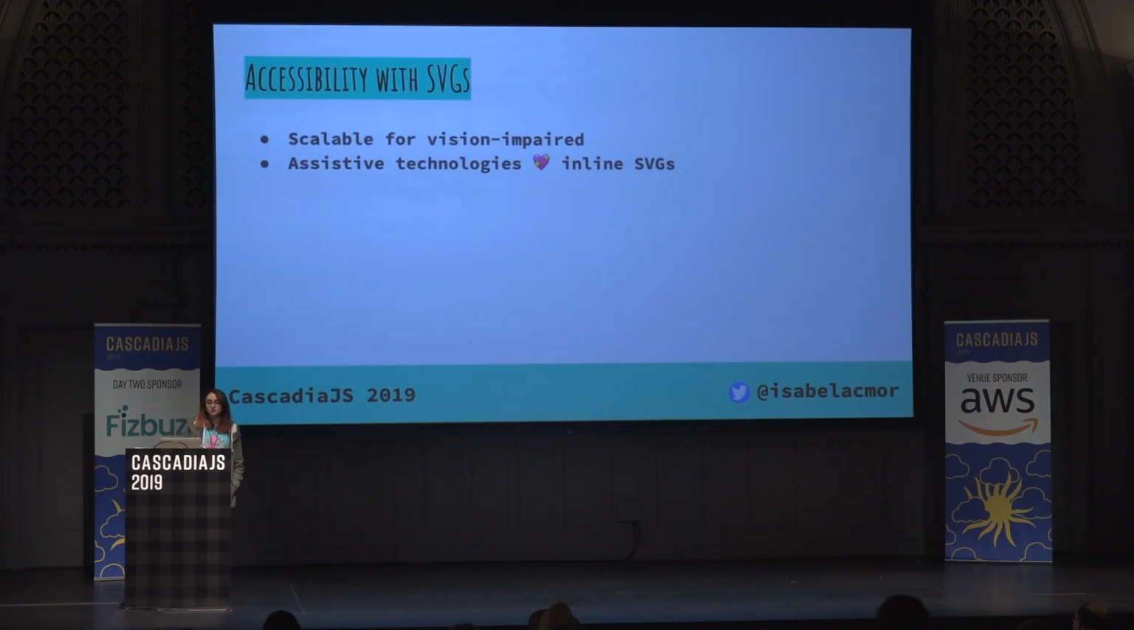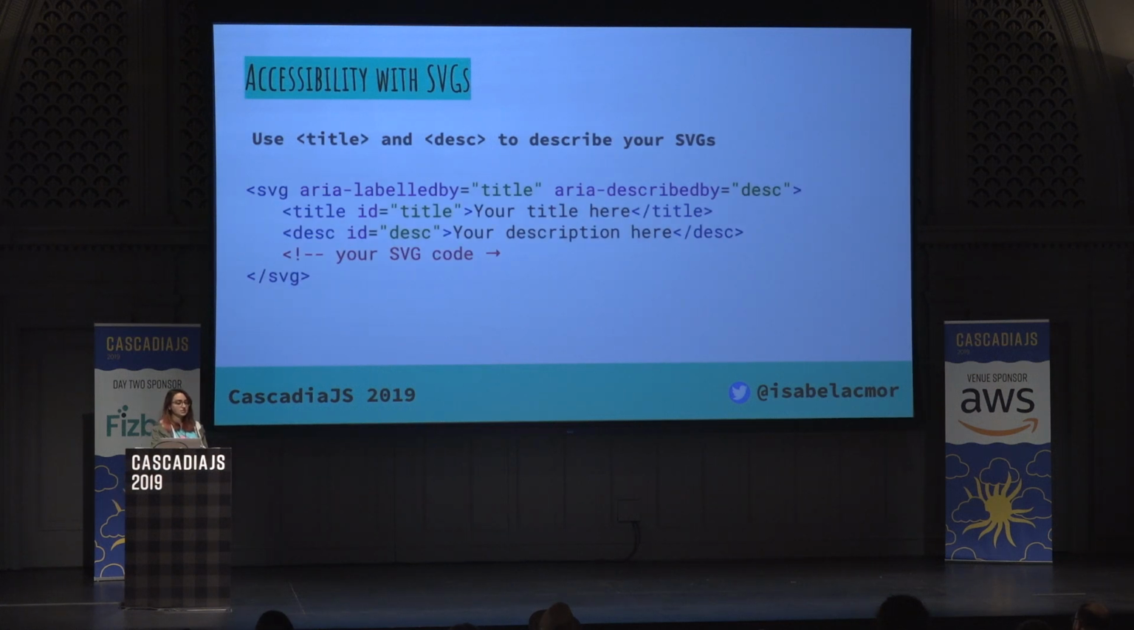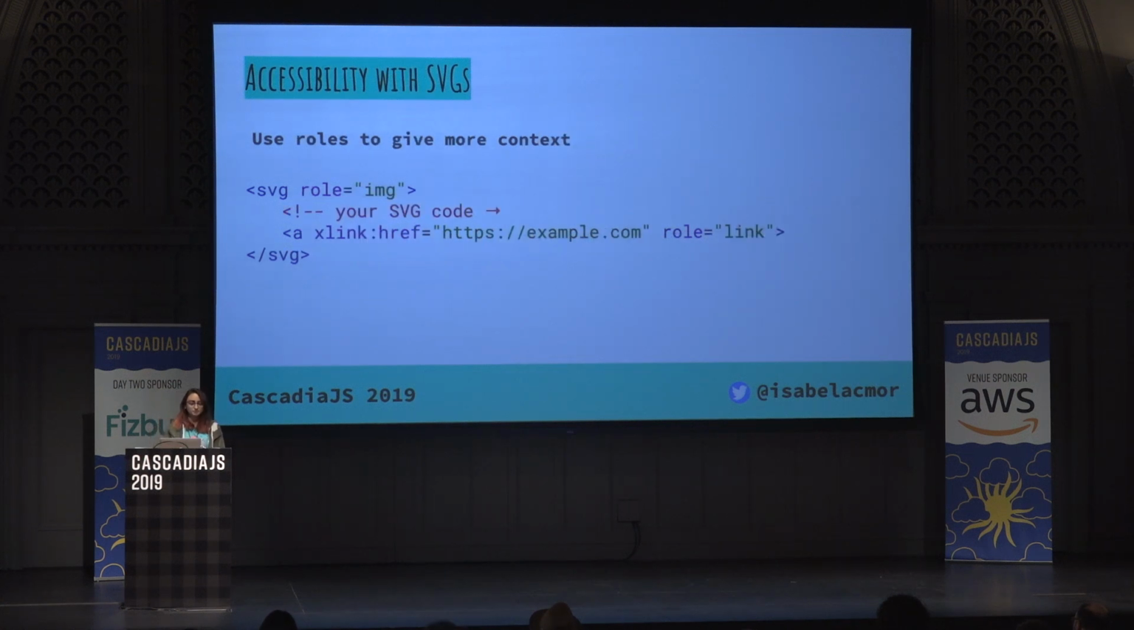A few things that we can take advantage of with assistive technologies and SVGs are using title and description tags to describe our SVGs. So here we can see that before we even do any of the rendering code in our SVG, like with rectangles and paths, we can give a title and a description and then use the ARIA labels to hook those up. And then we can also use roles to give more context.